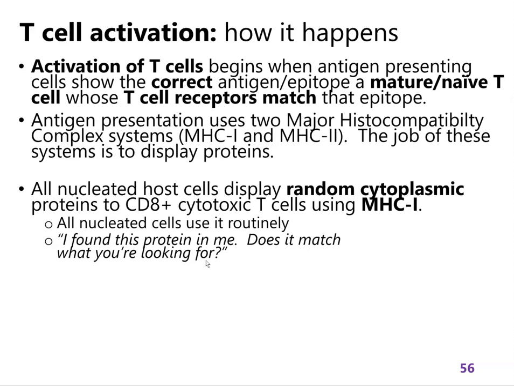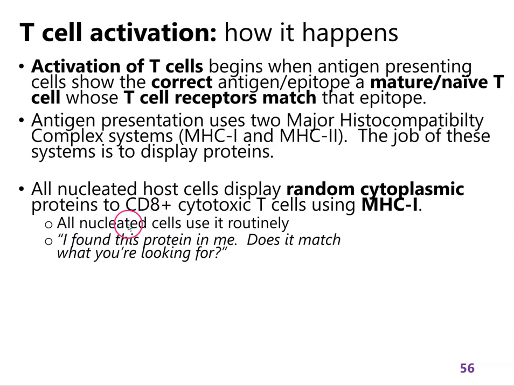Because a cytotoxic T cell can only see one thing. It's a lymphocyte. It only has one receptor. It has 100,000 copies of it, but it's just one receptor. And so it's only going to do anything if this nucleated host cell shows it the one thing it can see.